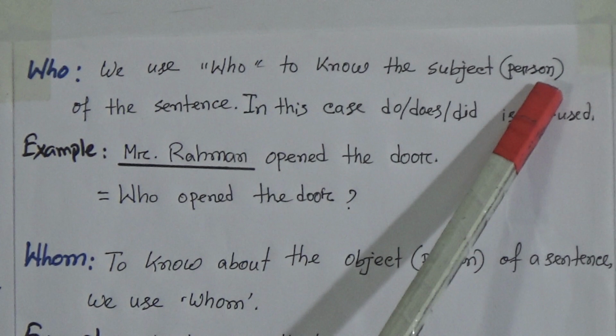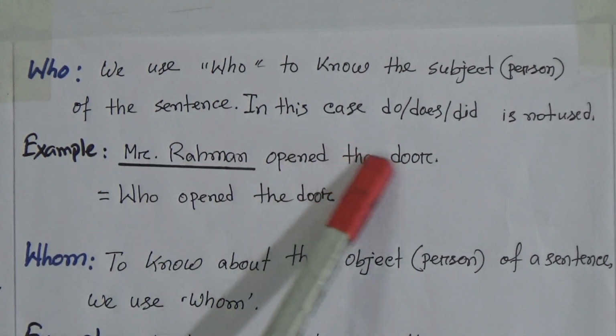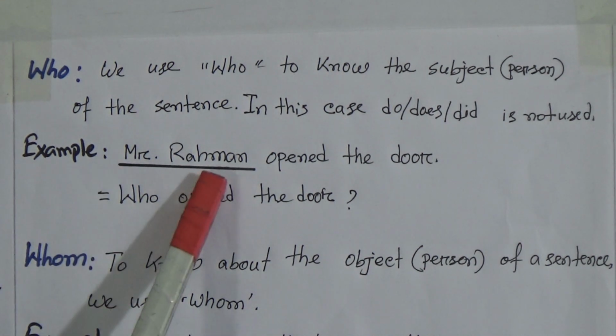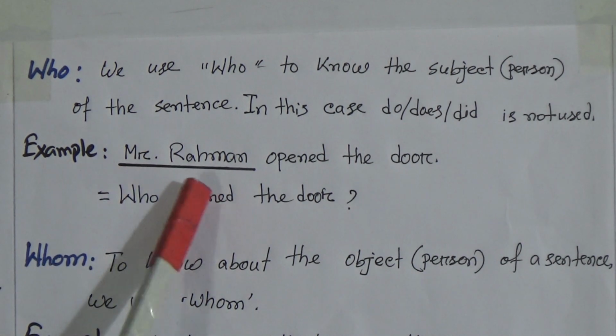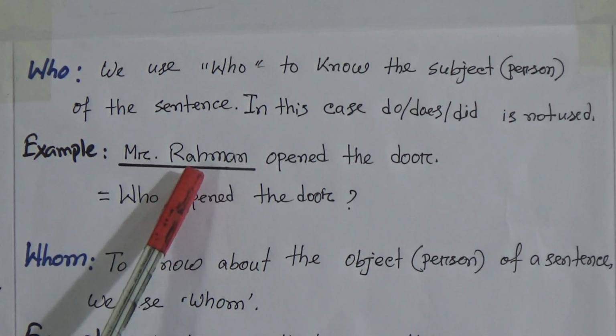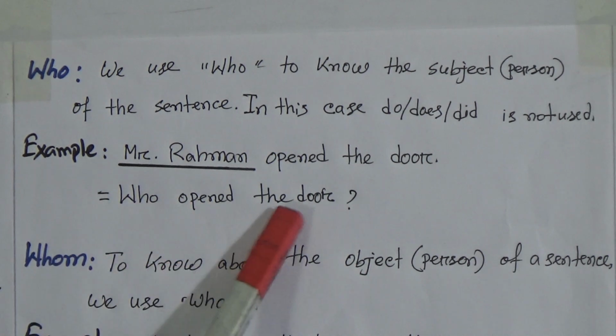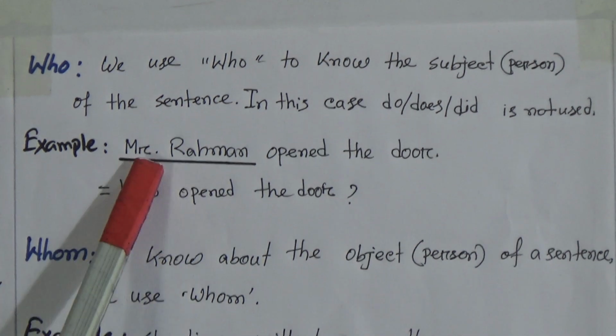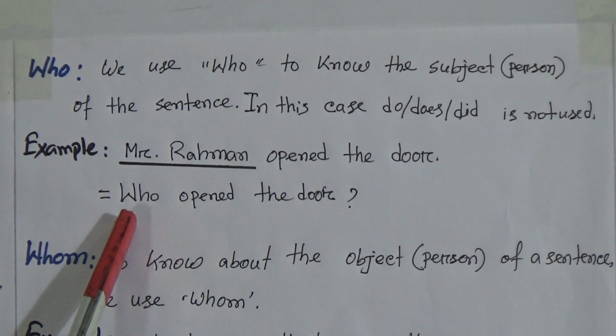The next one is who. We use who to know the subject, mainly a person, of the sentence. In this case, do, does or did is not used. We know that the subject can be a person or things. When the subject is a person, if we are asked to make WH questions, then we will use who. For example, Mr. Rahman opened the door. Look, the underlined portion is Mr. Rahman and he is a person, so we will use who. Who opened the door? For your kind information, my dear students, the portion that is underlined will be omitted while making the WH question.